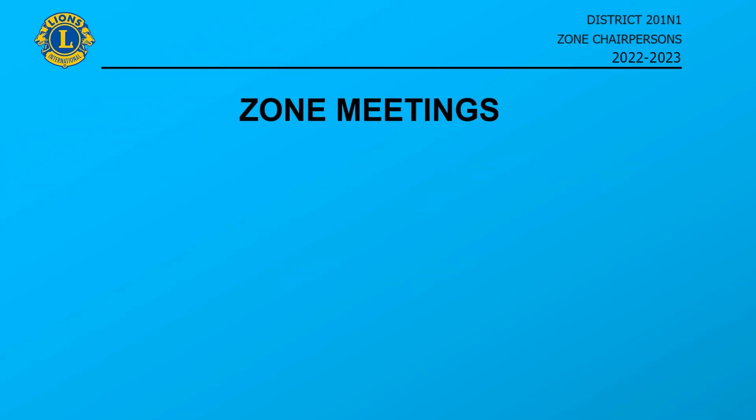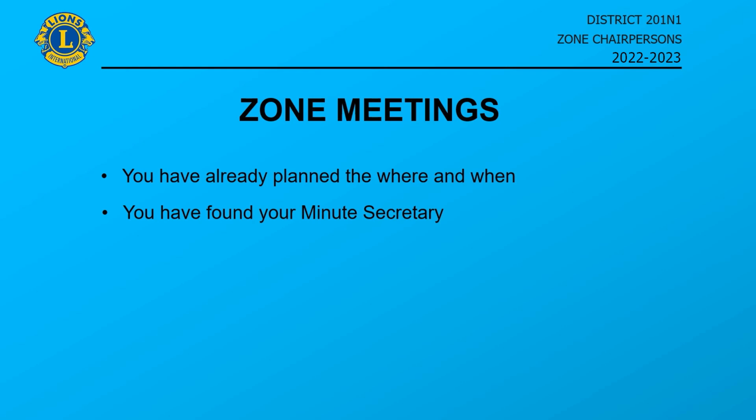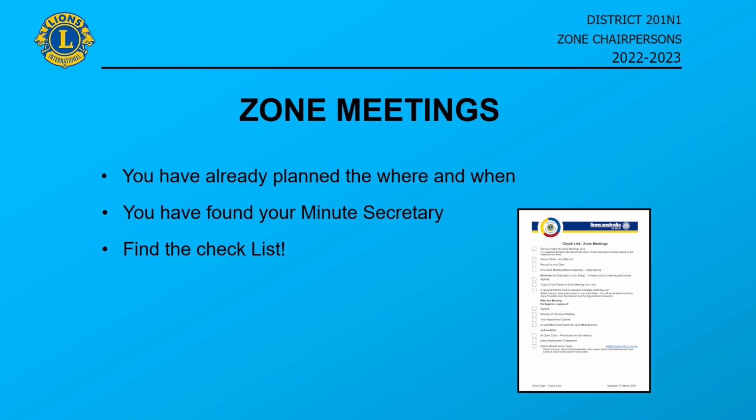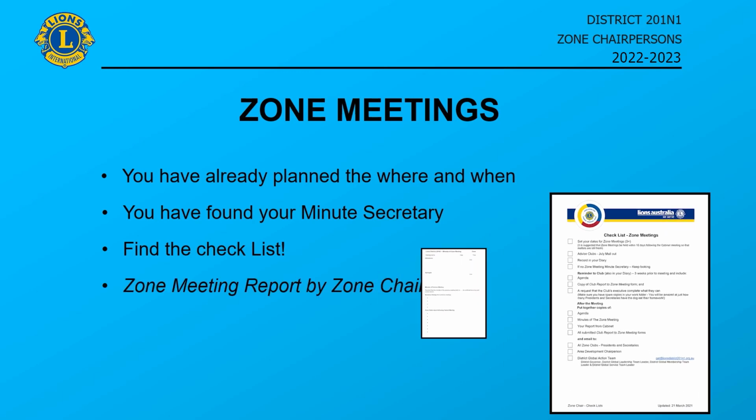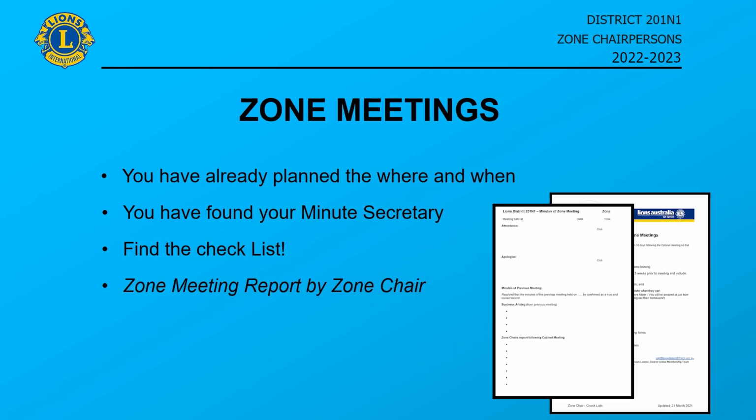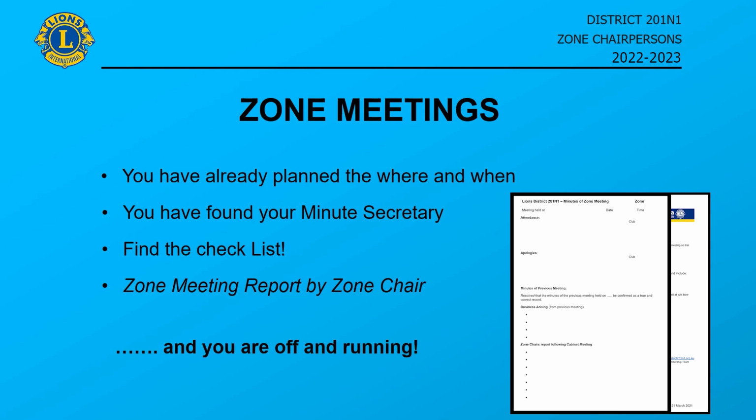The next thing to consider are your zone meetings. You've already planned them, where and when. You've found that minute secretary. Now find that checklist and find the zone meeting report by zone chair. And you're off and running.